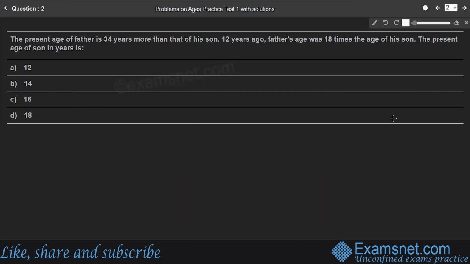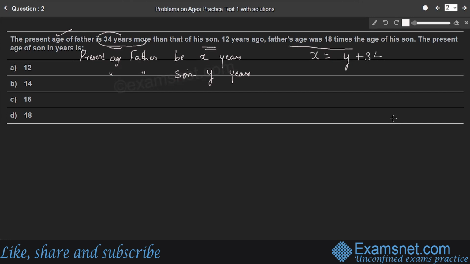Question number 2. The present age of father is 34 years more than that of his son. 12 years ago, father's age was 18 times the age of his son. The present age of son in years is? So let us consider the present age of father be x years and the present age of his son be y years. It is given that father is 34 years more than his son, that means x is equal to y plus 34.